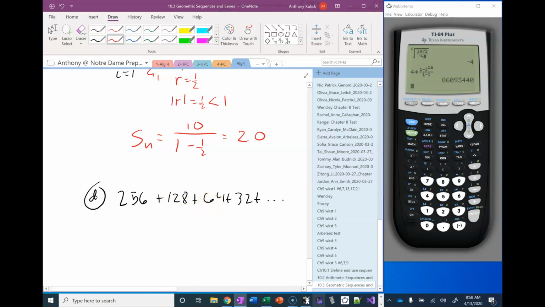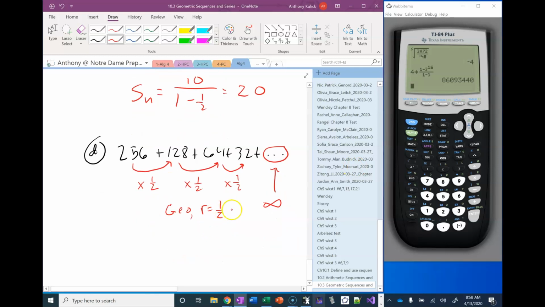So we're not arithmetic. But to go from 256 to 128, I multiplied by 1/2. From 128 to 64, I multiplied by 1/2. And from 64 to 32, we multiplied by 1/2. So this is geometric, and the r is 1/2. Notice that it has a dot, dot, dot at the end, so this is the infinite situation.